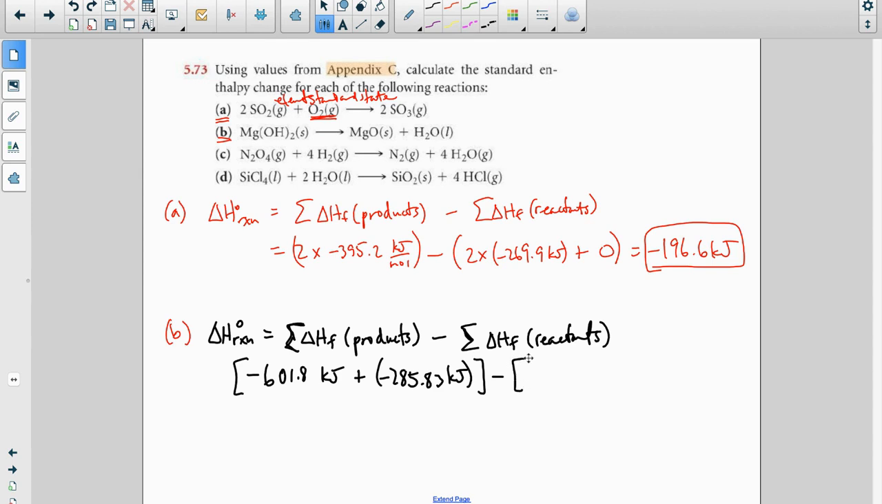And then our reactants are magnesium hydroxide, 1 mole of that. So that would be minus 924.7 kilojoules. And so again, be careful with your signs, okay? And make sure that you get your signs correct. And you should get 37.1 kilojoules as the answer for letter B.